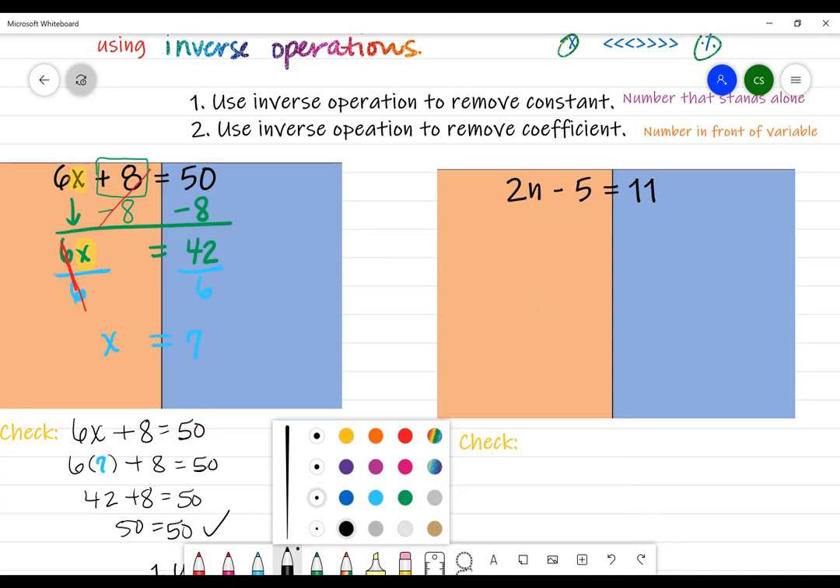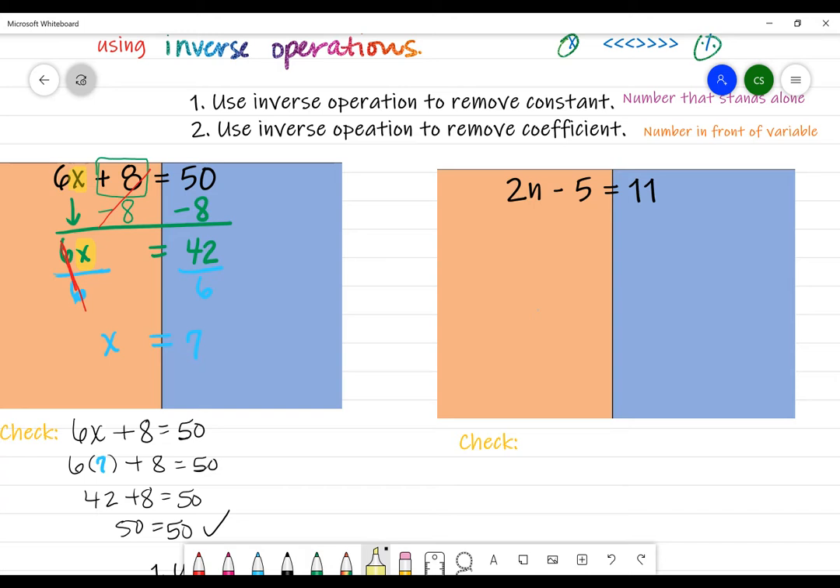So we look at our next example. 2n minus 5 is equal to 11. Remembering that the goal is to isolate the variable. Well, what's happening to the variable? It's being multiplied by 2 and 5 is being subtracted from it.